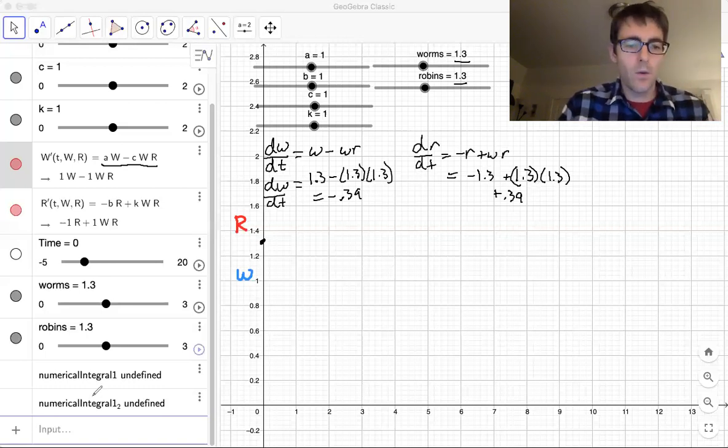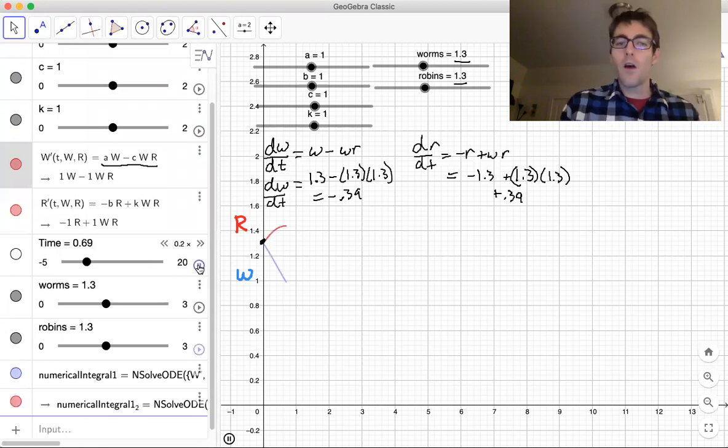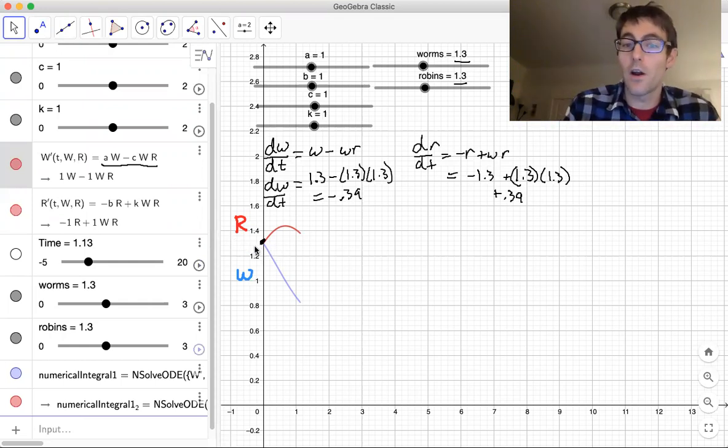Okay, let's take a look at what the computer says should happen. So if I hit play, hopefully this works. Cool. Okay, so it's starting to draw these solutions to these differential equations. It's starting off that our robin population is increasing and our worm population is decreasing. We can start to see what happens after the worm population decreases too much.